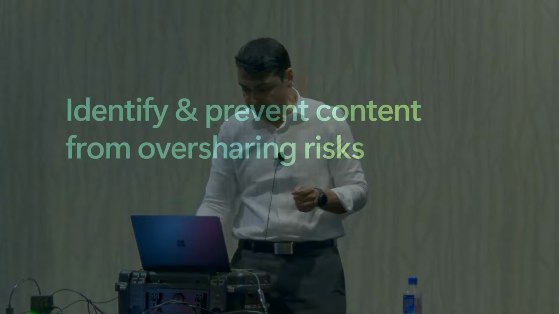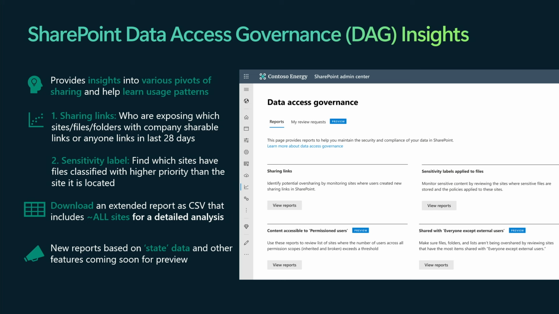The first report that we are bringing under this bucket, which is data access governance, is the permission state report. We already have the sharing link report. I will not cover it in detail today, but what you can do is find out, in the last 28 days, who is generating these kinds of links, from where, which sites these links are generated on, and what classification is attached to those sites and files. You can find that information in the second report, which is sensitivity.